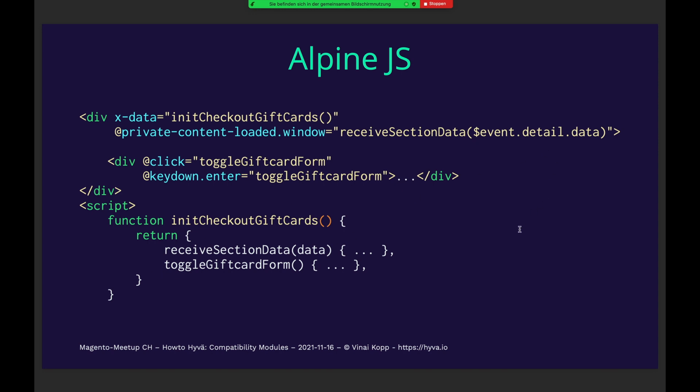And then we can specify event observers. Like here we have a subscriber for the event private content loaded, and we place it on the window object instead of this div here. And then we specify which function should be called when this event is triggered. So for example, receive section data, and we pass in the event itself, which would then map to this function here on the view model of that component. Same for click or other events here, right? So it's pretty straightforward.